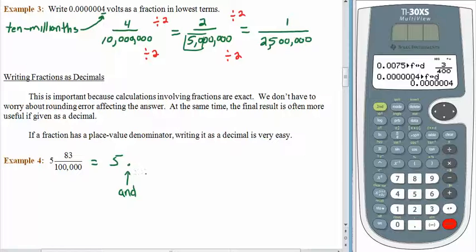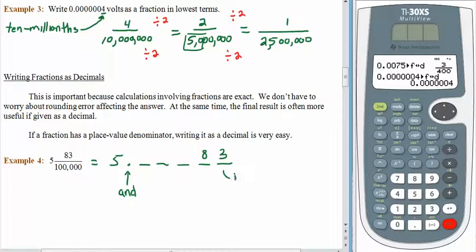And then we have 83 hundred-thousandths. So we need to find that hundred-thousandths place. Tenths, hundredths, thousandths, 10,000ths, 100,000ths. The last digit belongs in the last spot you made. So the 8 is there and the 3 is the last one.